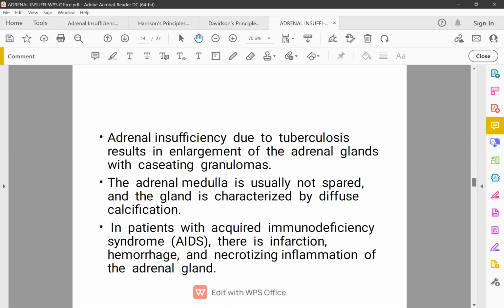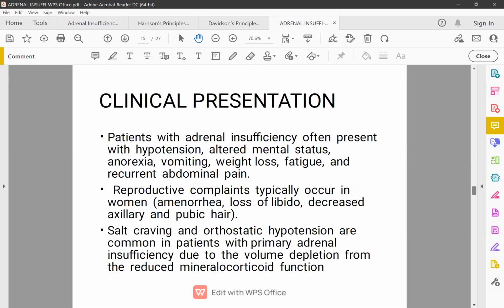And adrenal insufficiency due to tuberculosis results in enlargement of the adrenal glands with caseating granulomas. The adrenal medulla is usually not spared, and the gland is characterized by diffuse calcifications. In other infective conditions like AIDS, there is infection, hemorrhage and necrotizing inflammation of the adrenal gland. Now, the difference between tuberculosis and other things is that tuberculosis destroys the medulla also, as well as the cortex. And as everywhere, tuberculosis can lead to calcification and caseating granuloma formation.